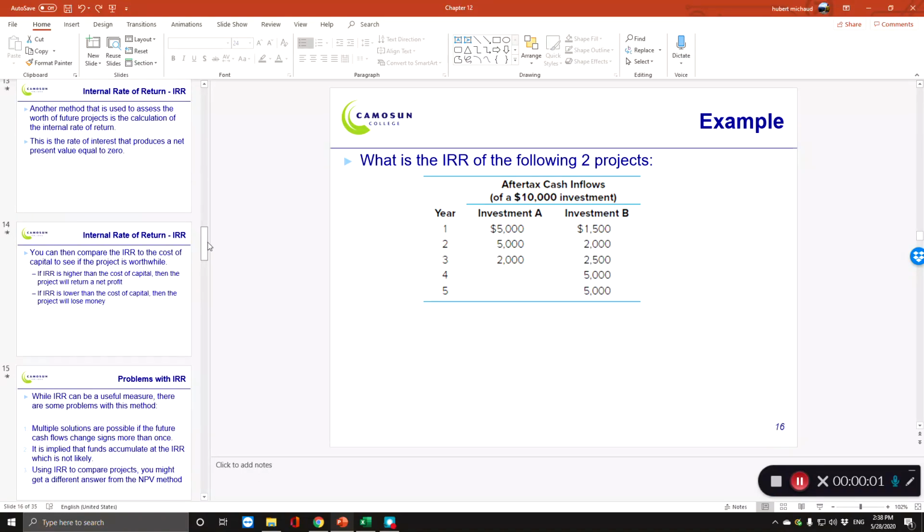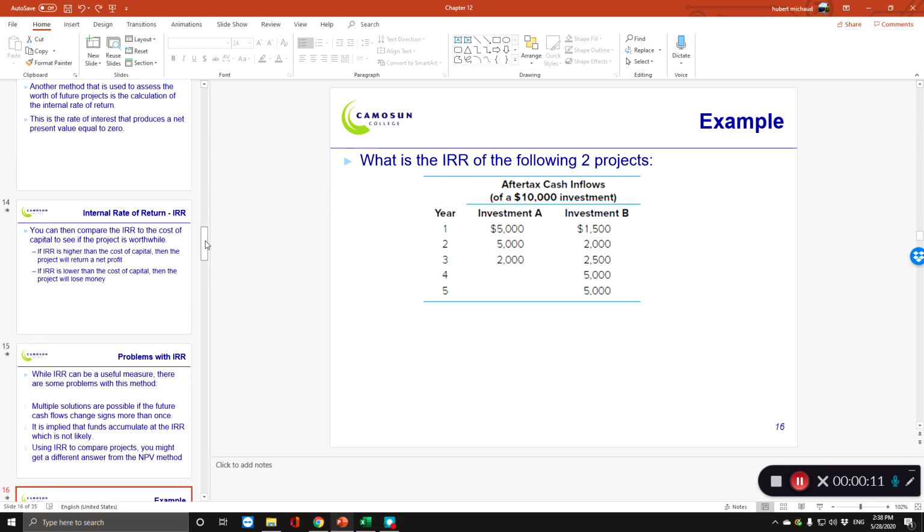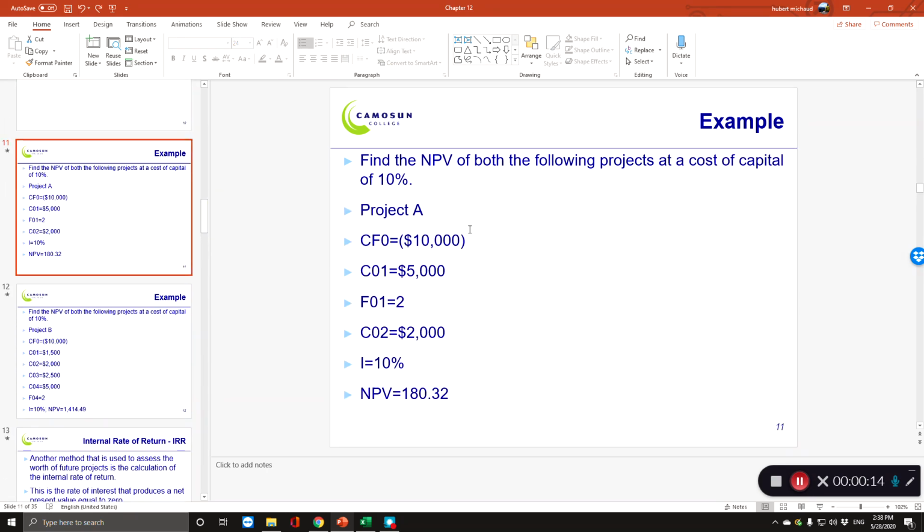I ended last video by asking you to calculate the IRR for these two projects. It's actually really easy to calculate the IRR if you understand how to do the NPV. You just put in the same information we put in when we were calculating the NPV. The only difference is, once you're done, instead of going into the NPV menu, you just go in the IRR menu, and from here you hit compute. Is that good? And that is going to get you the IRR.